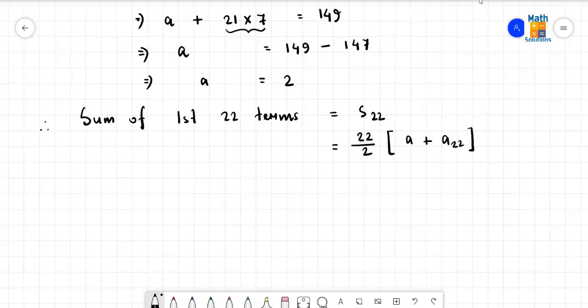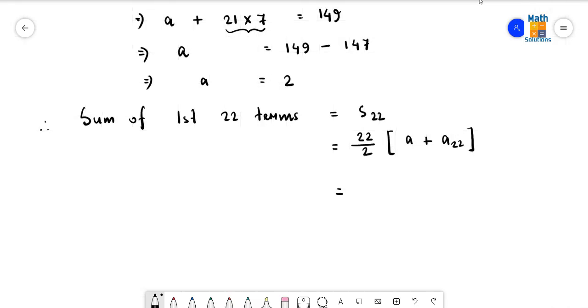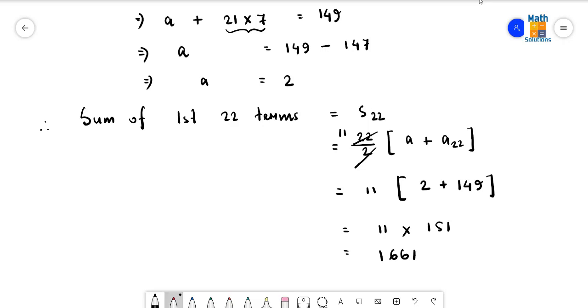Value of a we got to be 2. So after cancellation this is 11. Value of a is 2 here. a22 as given in the question, it is 149. So 11 into 151. The result will be the required answer, and their product is 1661. So this is the answer required here. S22 is this one. This is the required result.